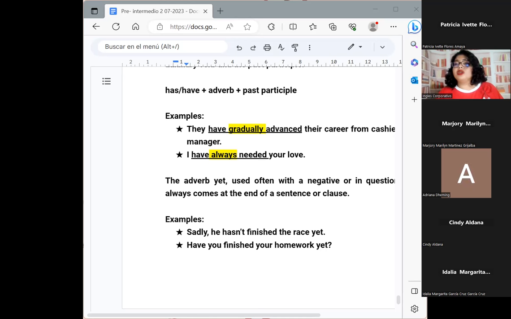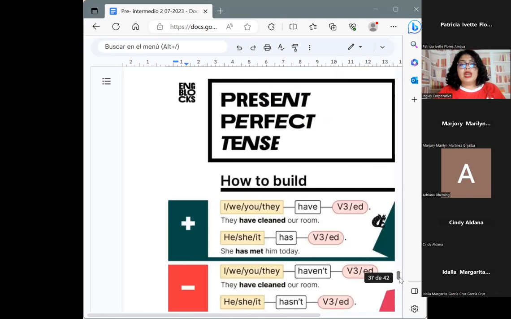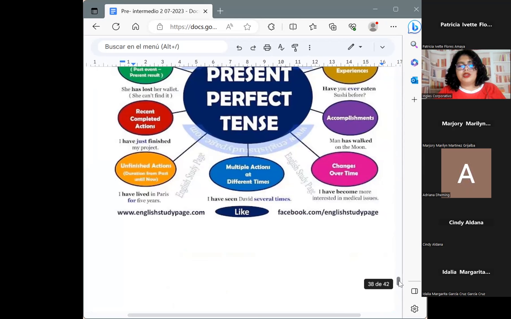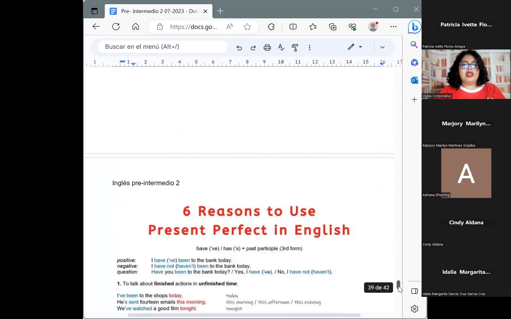Okay, in this case, we are going to continue with the last part. That is, thank you, the uses. You know that we have different images. We have three different images on the document in which you can see different details related to this topic. So we are going to make this one like this. We have the structure. We have the uses, or in which cases you are going to use the present perfect tense, and also the six reasons in which we need to use these structures.